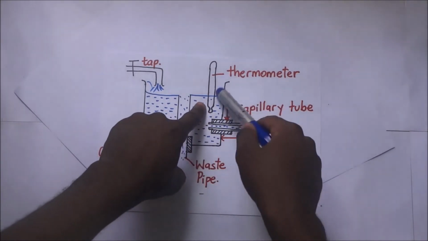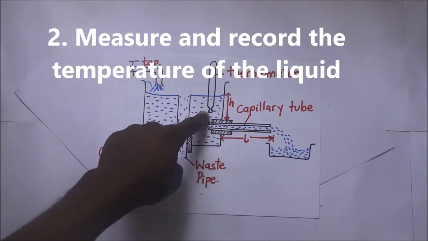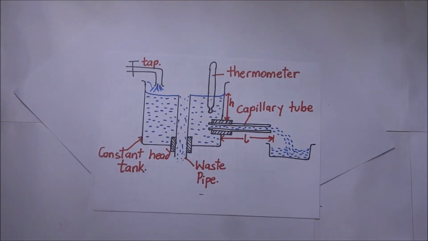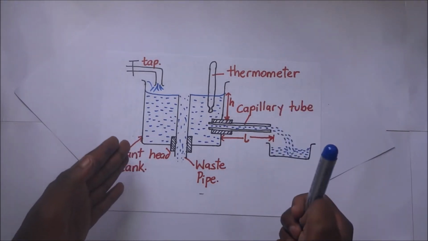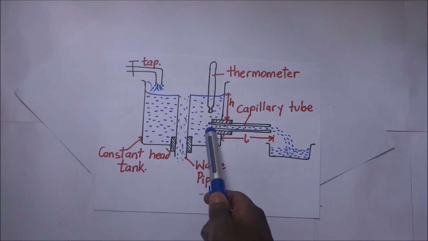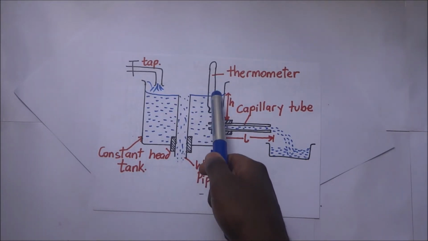Then we have this thermometer. Definitely we are supposed to measure the temperature of this liquid, because the coefficient of viscosity, like we discussed earlier, is affected by temperature. So because it is affected by temperature, we have to measure the temperature of the liquid.